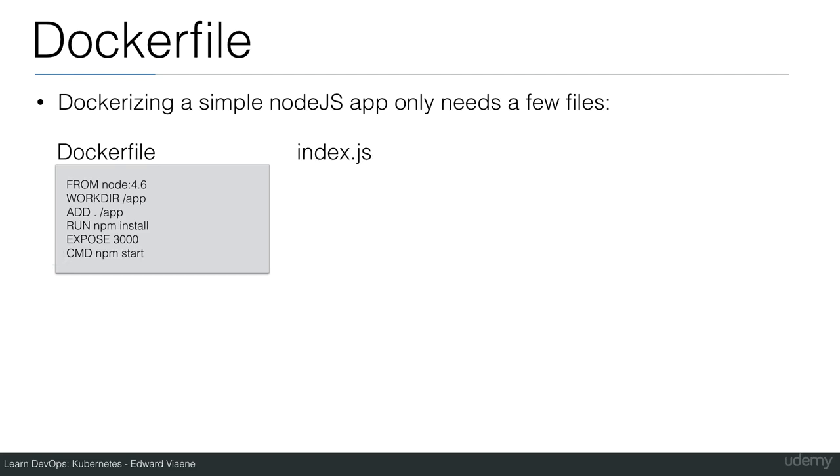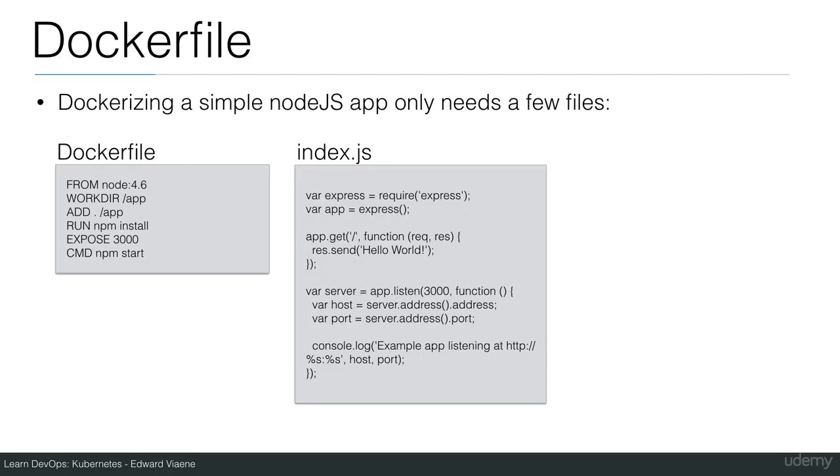Let's have a look at the other files in this directory that will then be copied to this /app folder. The first one is index.js. A very simple Node.js app, only a few lines. It's going to load some of the dependencies that it needs to start a server. And then when it gets a hit on slash, the main page, it's just going to say hello world. This app is going to listen on port 3000. And when it starts, it's going to print to the console: the example app is listening at host and port.